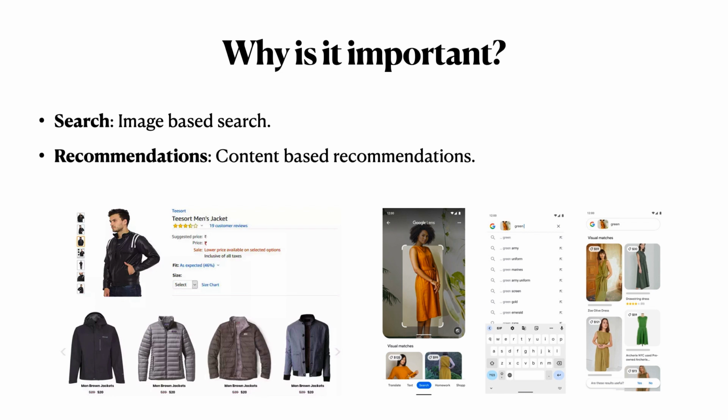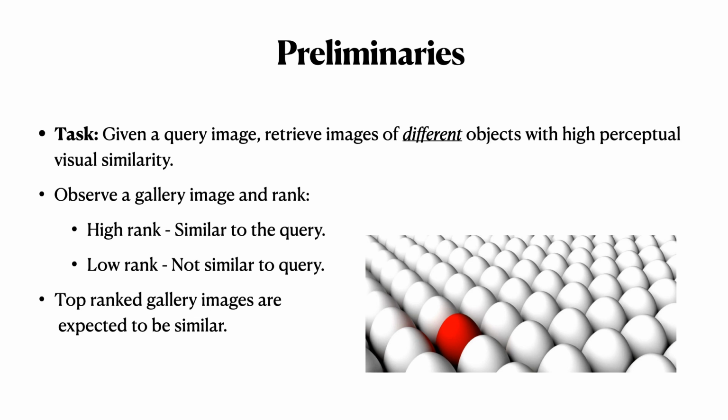And why is it important? This question has many examples in practice, like in search-based content. So there is image-based search, where we want to search for objects that are visually similar to a query, and also recommendations. In this case, we are recommending items that are visually similar to the query image.